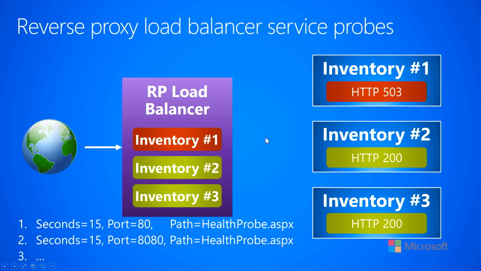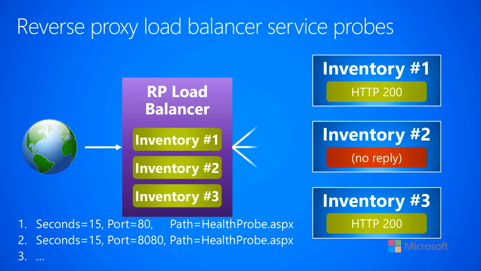Now let's say that machine 1 heals itself, and so the next time the load balancer sends a probe, 15 seconds later, it now returns a 200. Then the load balancer sets this back to green, indicating that any new requests that come in from the internet can now once again be sent to any of the 3 machines that are on the right-hand side.